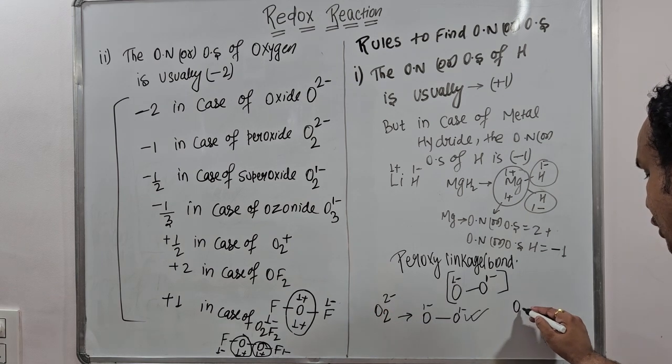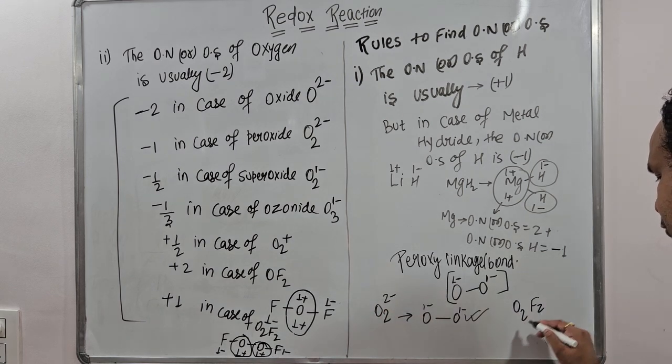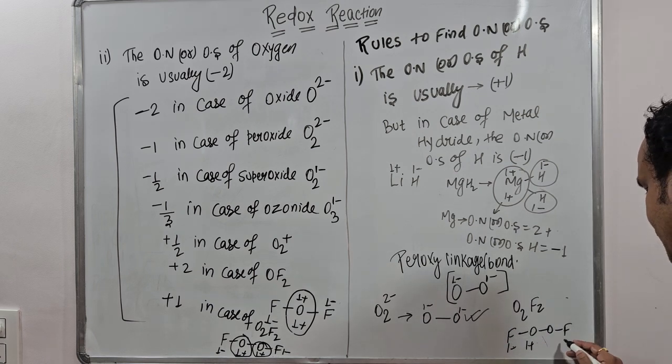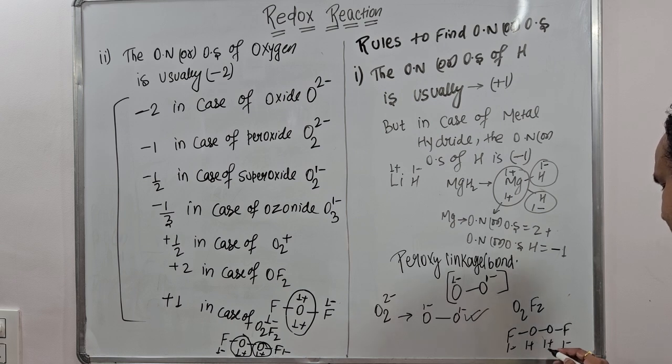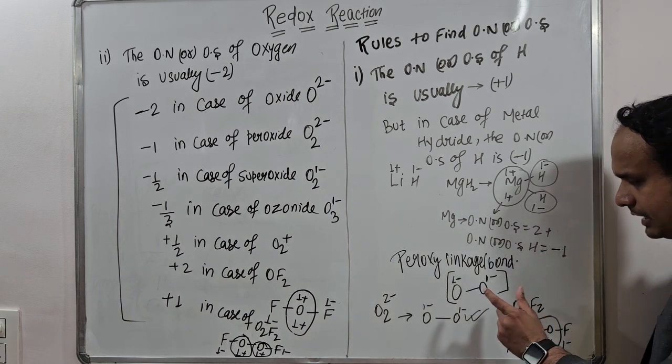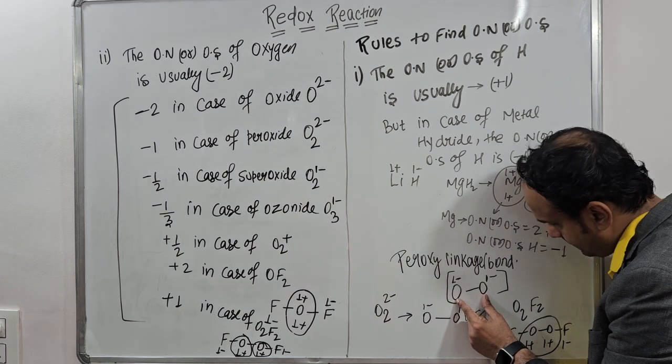If I draw the structure of O2F2: F, O, O, F. Now it has +1. Because of that it has +1. It has -1. Because of that it has +1. So this oxygen bond is there. Peroxy linkage means there is a bond between oxygen.